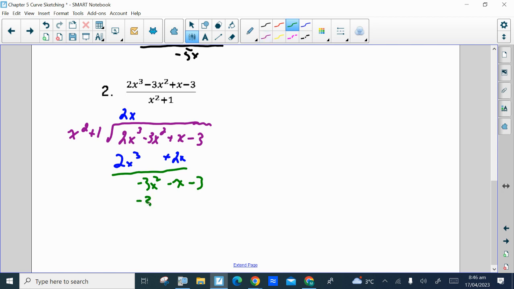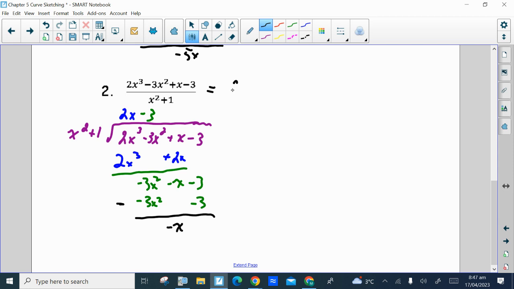We need a negative 3x squared underneath there, which means we'd have to put a minus 3 on top. And when that minus 3 is multiplied by the x squared in front, you'll get minus 3x squared. Negative 3 times 1 is negative 3. Now when you subtract, minus minus becomes plus positive, so it's negative 3x squared plus 3x squared, they cancel. Negative x take away 0 is negative x. Negative 3 take away negative 3 becomes negative 3 plus 3, which again is 0. Negative x is your remainder.